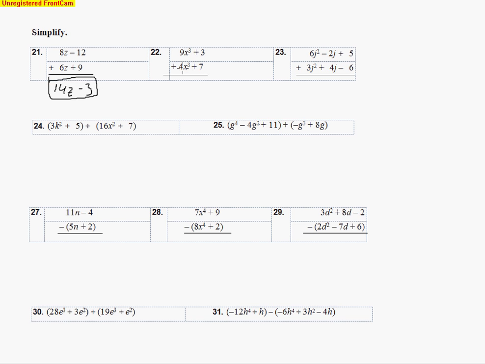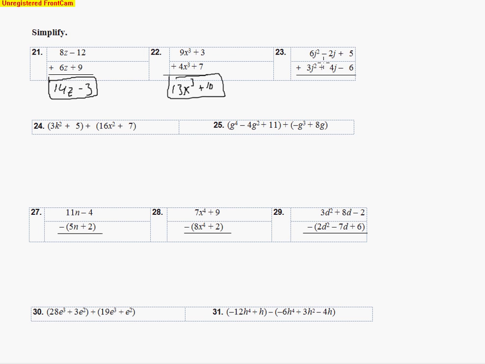Over here, again, we're still adding, so we go ahead and collect like terms since they have the same variable raised to the same power. So that makes 13x to the 3rd power. Again, do not change the exponent because we are counting up how many x to the 3rds we have. Here we have 3 plus 7 makes 10, and so that would be our answer.